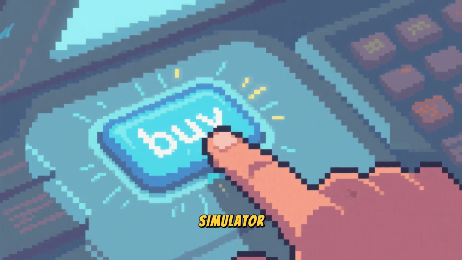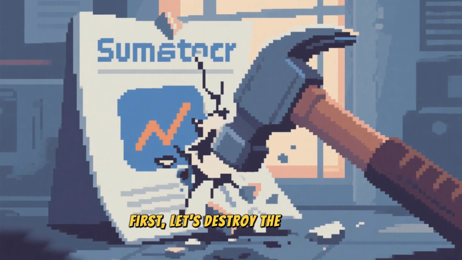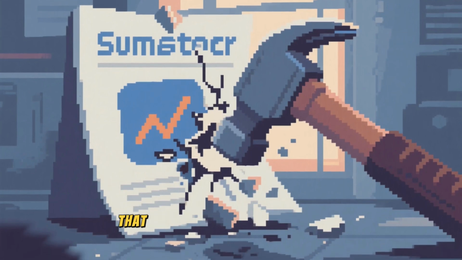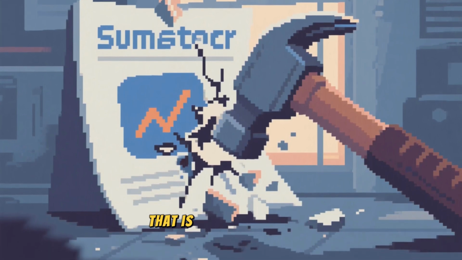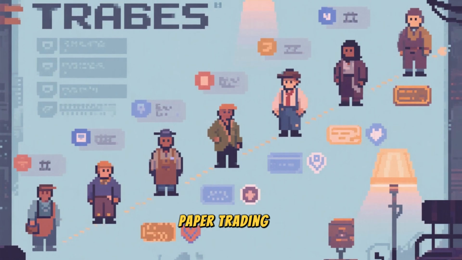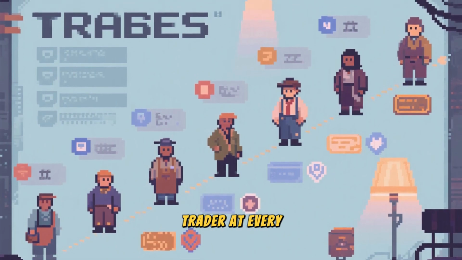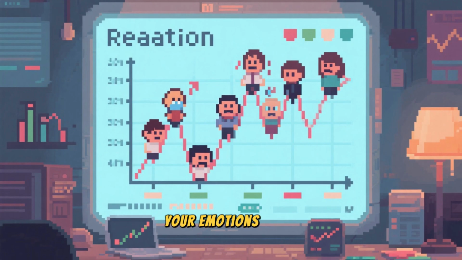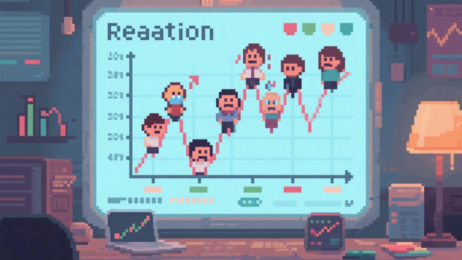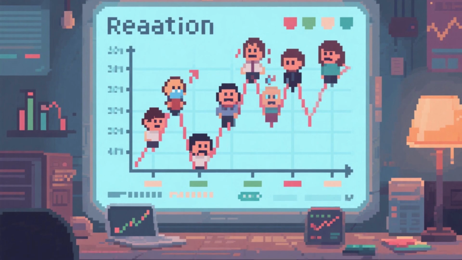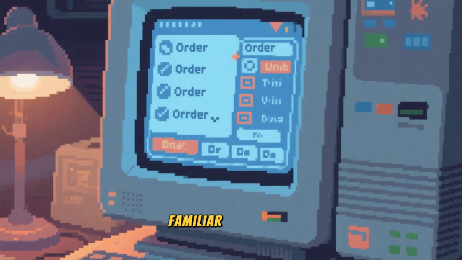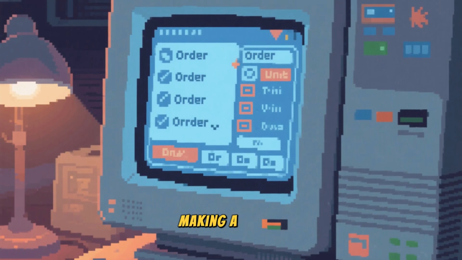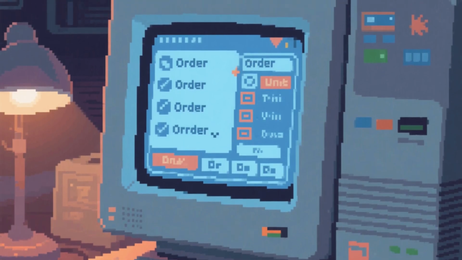Let's build your simulator. First, let's destroy the biggest myth about paper trading, that it's just for complete novices. That is completely wrong. Paper trading is for every serious trader at every single stage of their journey. It's for testing a brand new strategy. It's for understanding how your emotions react during a sudden 20% market drop. It's for getting familiar with a new brokerage platform's order types without making a costly mistake.